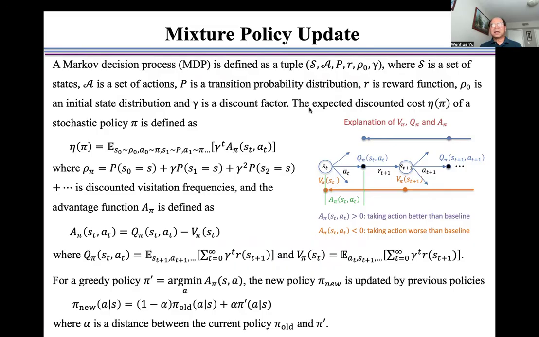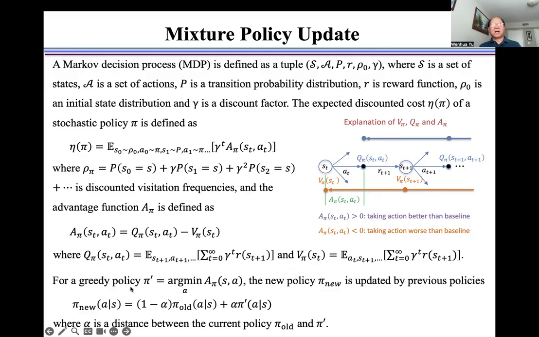The expected discounted cost rho of a stochastic policy pi is defined as here, where rho pi is the discounted visitation frequencies, and the advantage function A pi is defined as here. V, Q, and A are explained in this figure. The difference between V and Q is one action, which is described by the advantage function A pi.